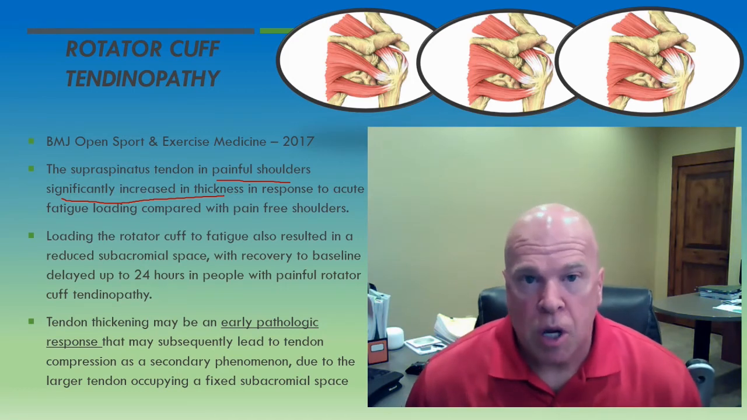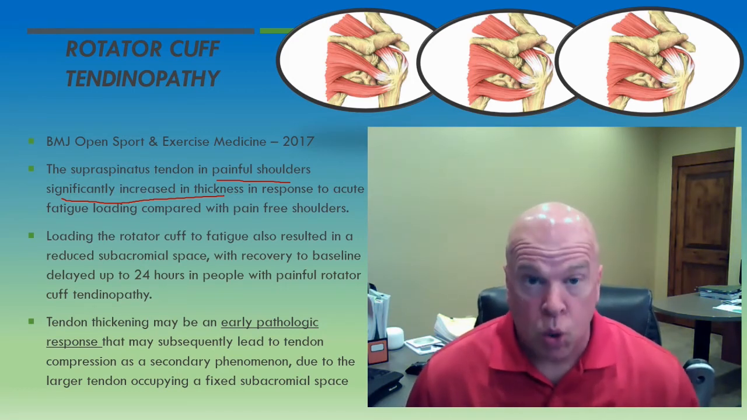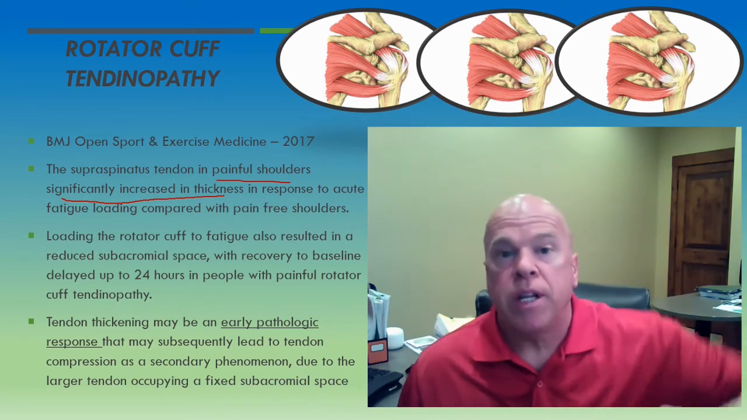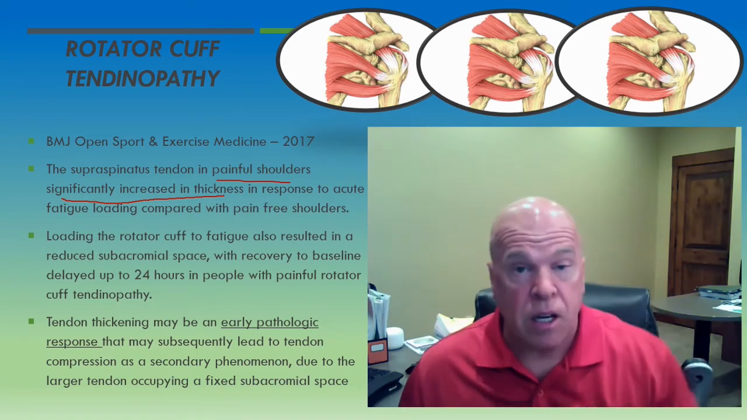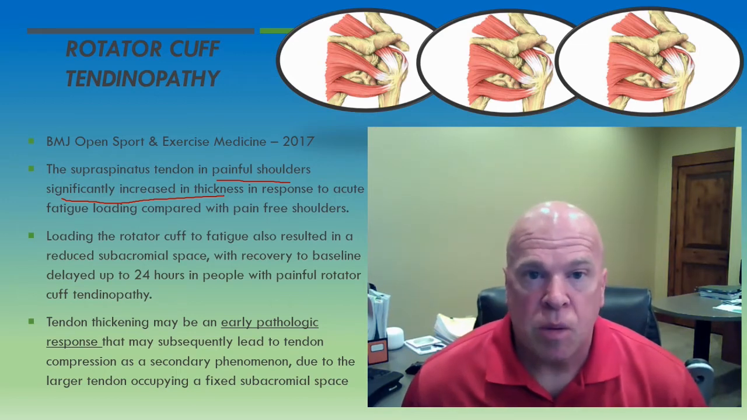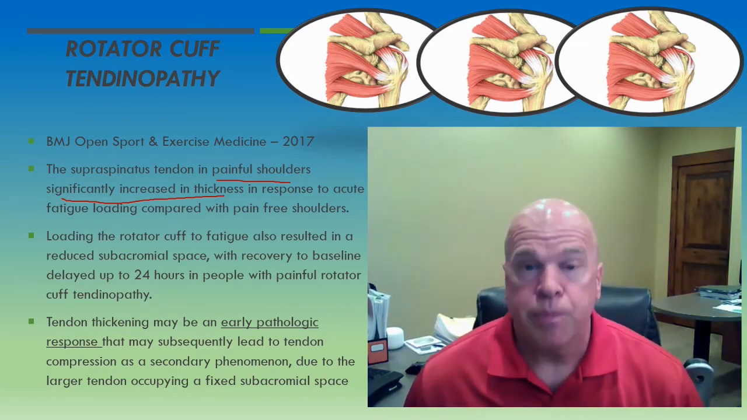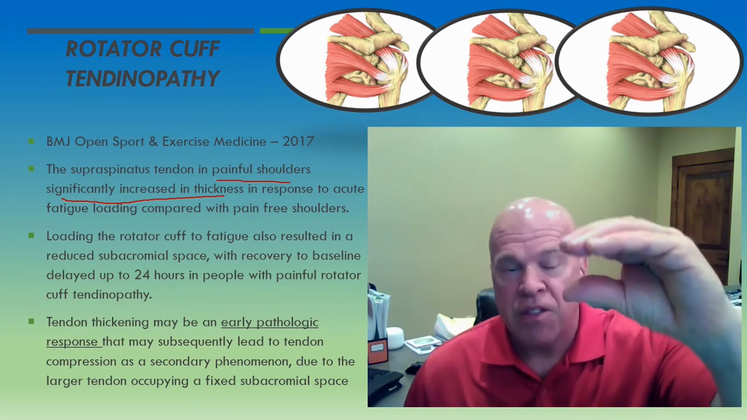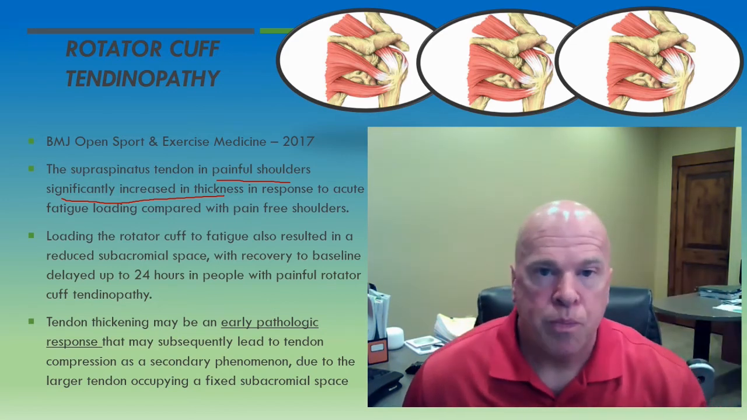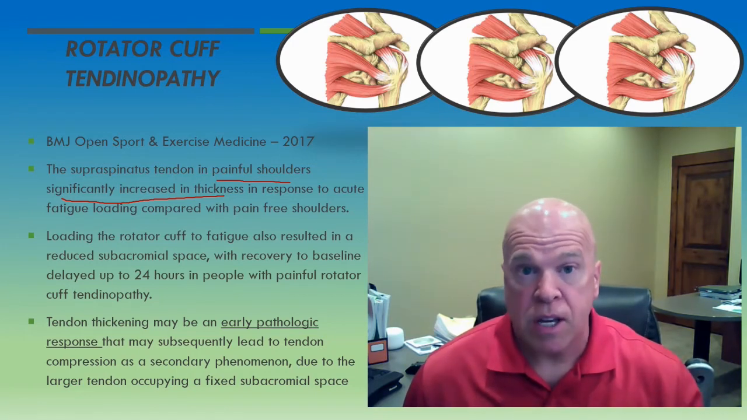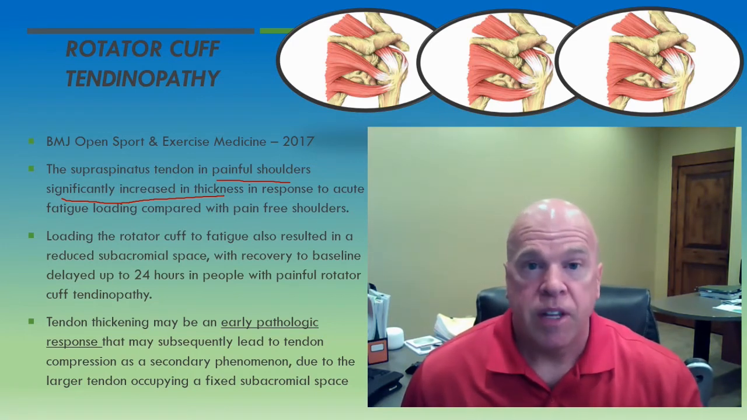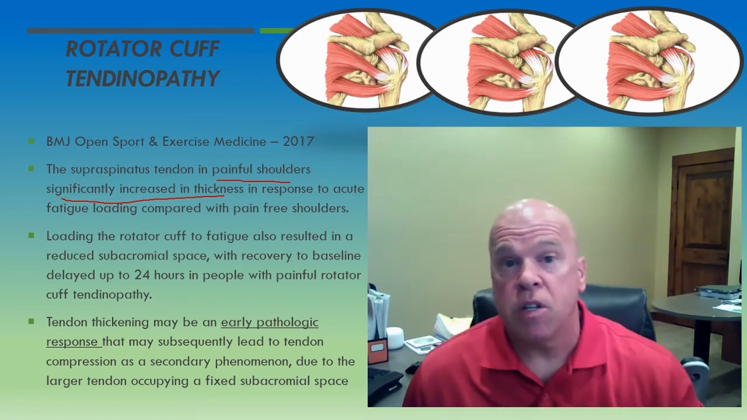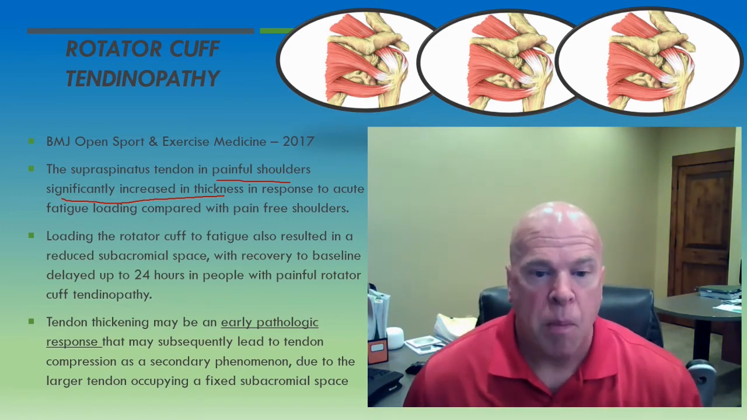So they took these subjects and they applied a load to the shoulder. They applied a repetitive load, and they took that load to fatigue, and they found that in subjects who reported pain in their shoulder, the rotator cuff itself actually became thickened in response to this loading protocol. And this has to do with the disruption of the internal cellular organization of the tendon itself. And we'll delve into that a little bit more in just a couple minutes.